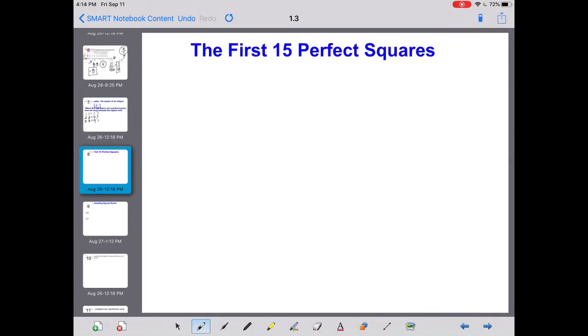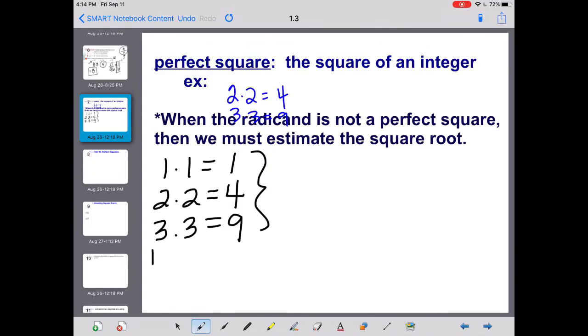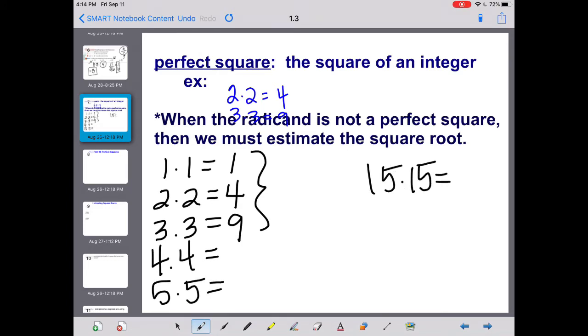In your notes, there should be a place for you to write down the first 15 perfect squares. I had them started back here for you. I need you to continue with 4 times 4, 5 times 5, all the way until you get to 15 times 15, just so that you have that as a reference.